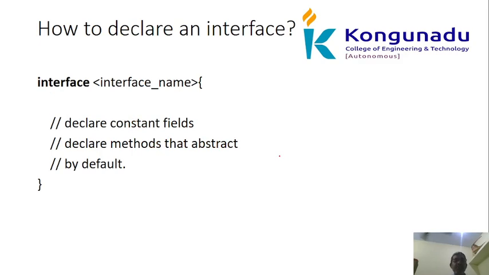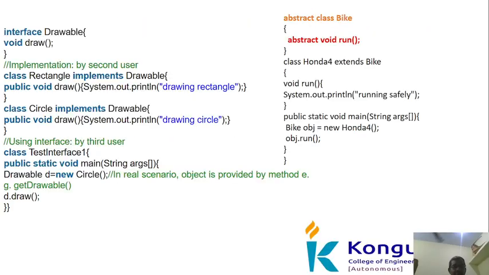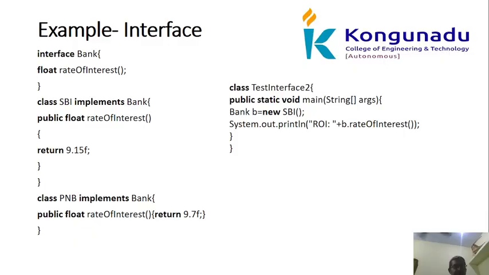So how can we declare the interface? We write the interface name, and within it we have the constants, fields, and declare the methods, abstract and default. In this way we can declare the interface. Now see one example program. This is a simple one.